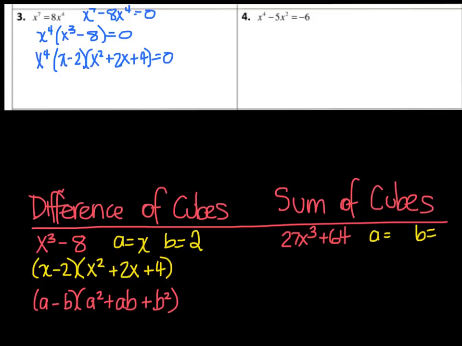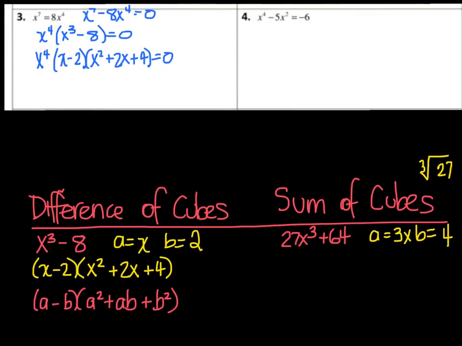Go into your calculator under math. Number 4, I believe, is cube root. Type in cube root, put in the 27, and it will tell you that 3 is the cube root of 27. So 3x times 3x times 3x will give me my first term. Do the same thing for 64, and we will get 4.